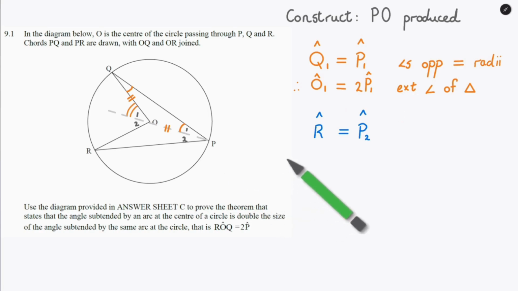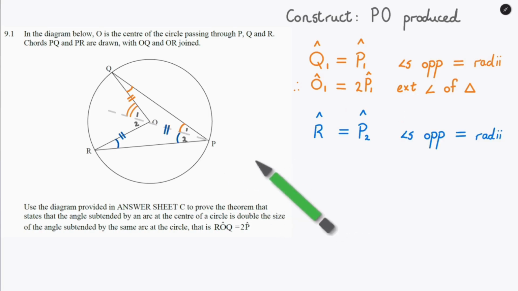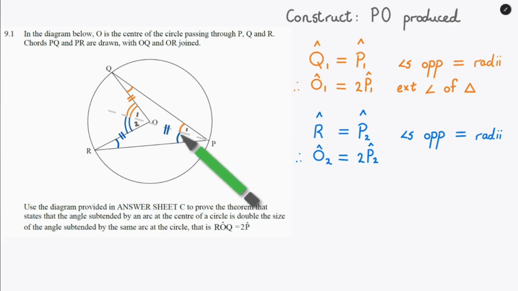And we're going to say R equals P2. That's because of the angles opposite the equal sides there. OP is a radius. OR is a radius. So we have a very similar thing happening over here. Angles opposite equal radii. So then O2 will be 2 times the size of P2 over here. And now we have almost done it.